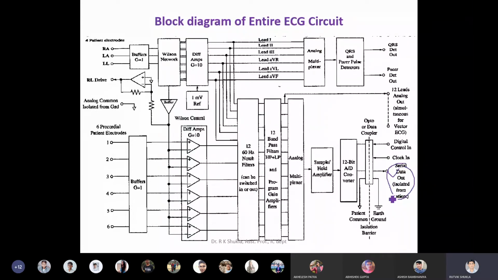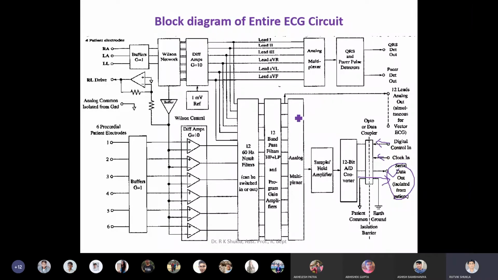Your serial output will come from the whole machine. So that is necessary for displaying the output. It might go to the communication network, or it might go to the internet, it might go to your printer as per your requirement. These are two inputs. One is clock input and the digital control in that goes inside the thing.